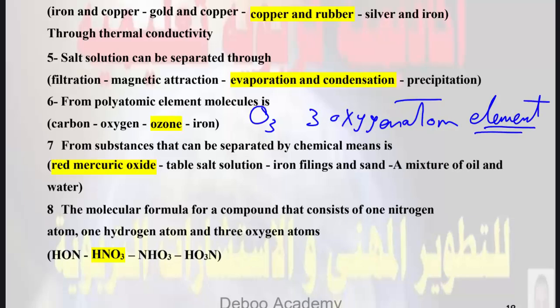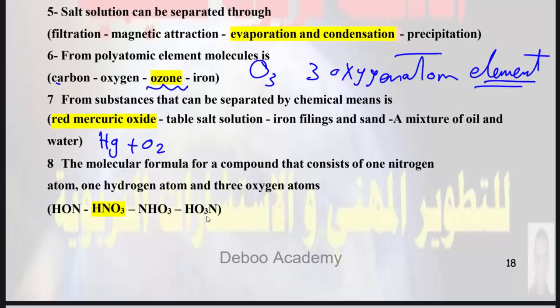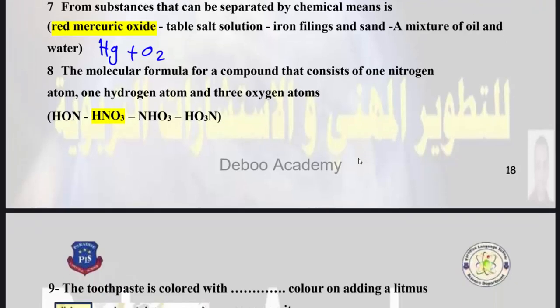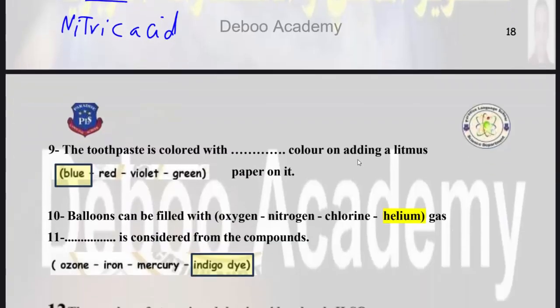The substance that can be separated by chemical means is red mercury oxide, to give us mercury and oxygen: mercury Hg plus oxygen O2. The molecular formula for a compound that consists of 1 nitrogen, 1 hydrogen and 3 oxygen is nitric acid HNO3. We call it nitric acid.